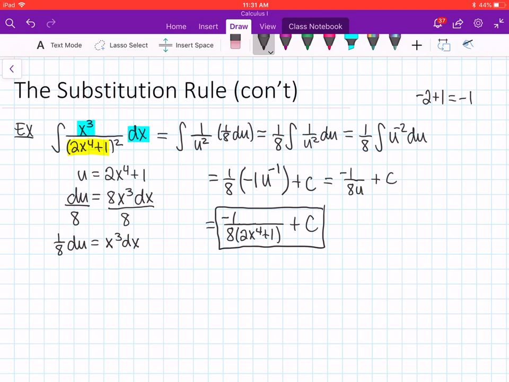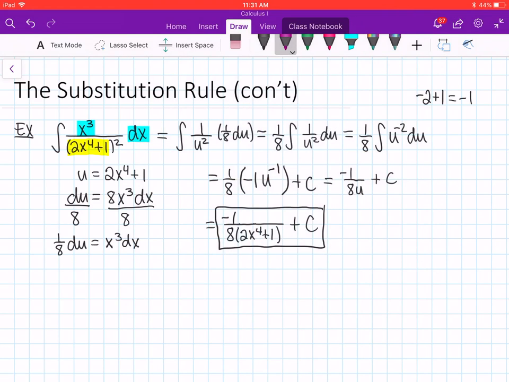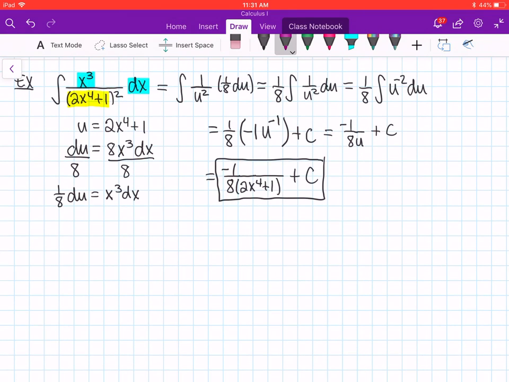Okay, next. All these integrals that we've done so far have been indefinite integrals. So there were no numbers attached to our integral sign. Let's try one now that has limits. So a definite integral. So let's go from 0 to 1. We're going to do 2 plus 3x cubed dx.